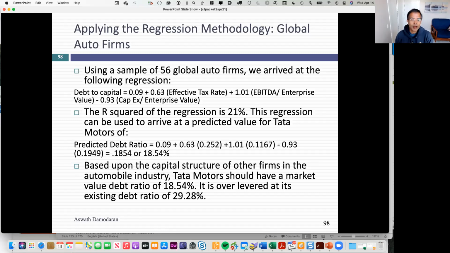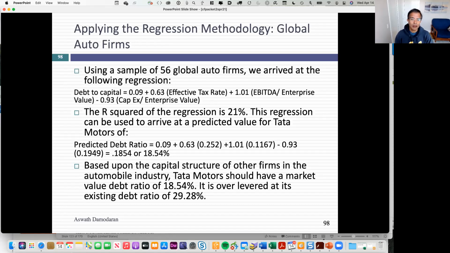The R squared of the regression is 21%. Am I disappointed? When I do regressions with financial numbers, I'm neither exhilarated nor disappointed. It is what it is. This is what the data is telling me, that 21% of the variation in debt ratios across companies can be explained by these variables. Would I like it to be 90%?